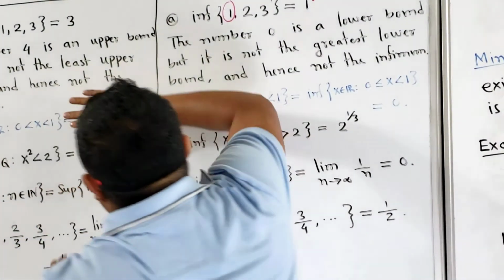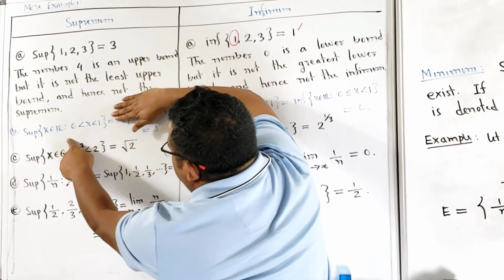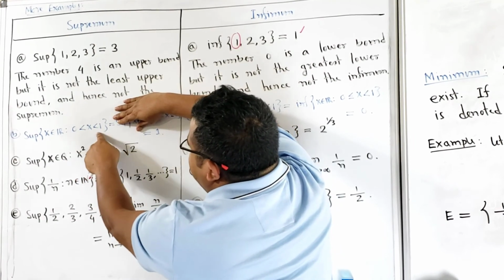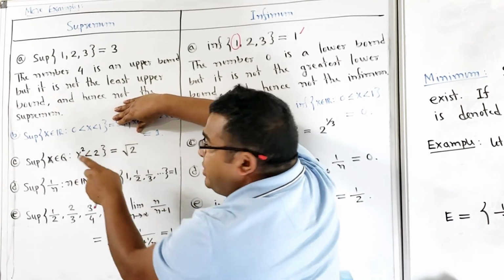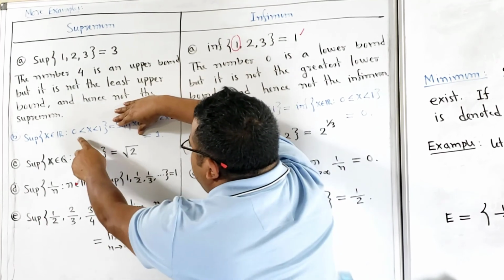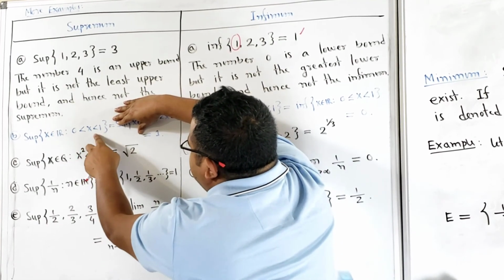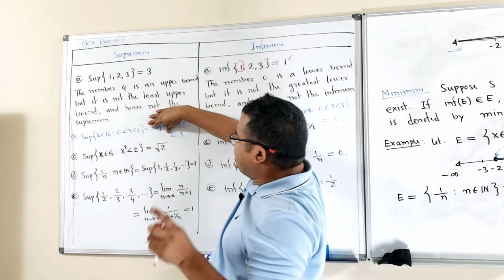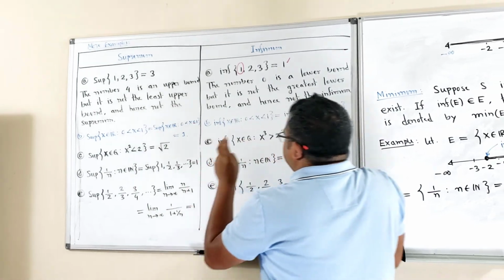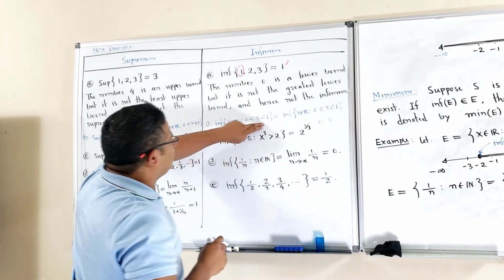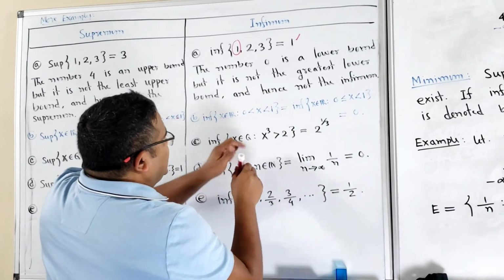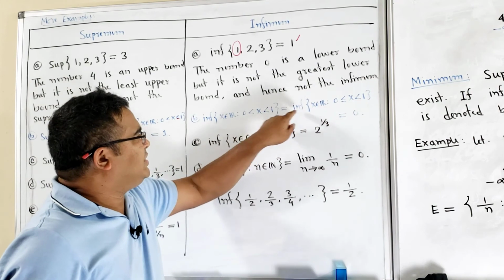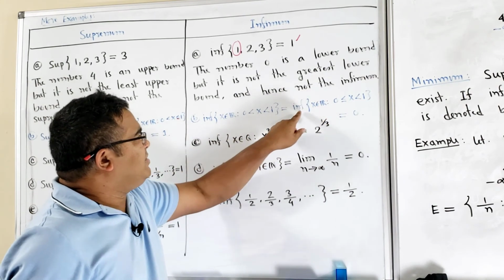But if you consider this part, the supremum is also 1, but 1 is not in this set. So 1 is not the maximum of this set, since 1 is not in this set. Similarly for the infimum, if you consider this set, 0 is the lowest element, and if you give an equal sign here, it would be the same, so the infimum is 0.